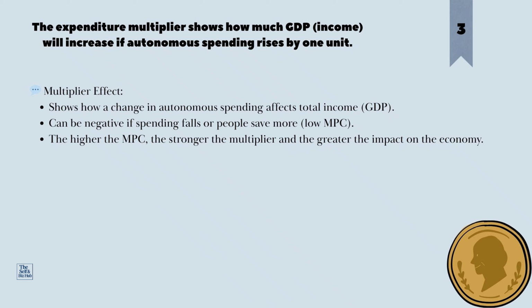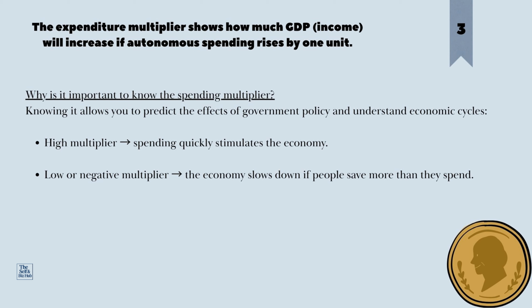So, the multiplier shows the strength of spending effects. The more people spend money (high MPC), the greater the effect on the economy. Why is it important to know the spending multiplier? Knowing it allows you to predict the effects of government policy and understand economic cycles. High multiplier: spending quickly stimulates the economy. Low or negative multiplier: the economy slows down if people save more than they spend.